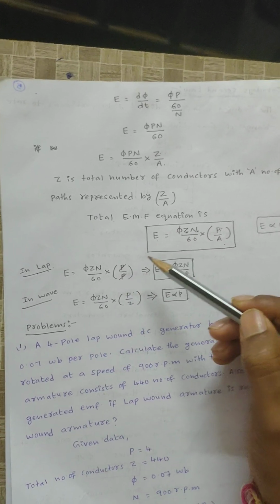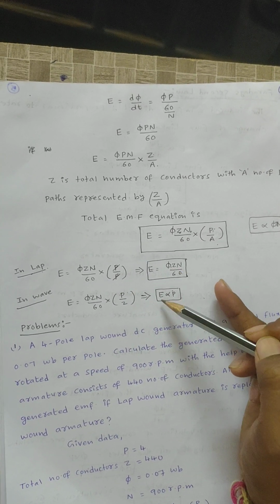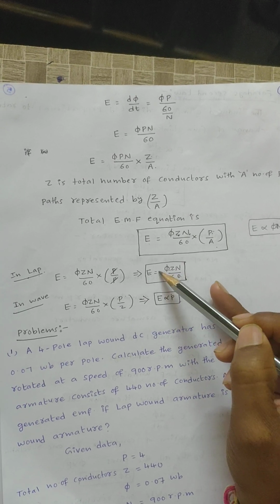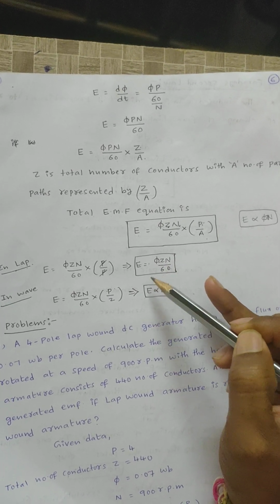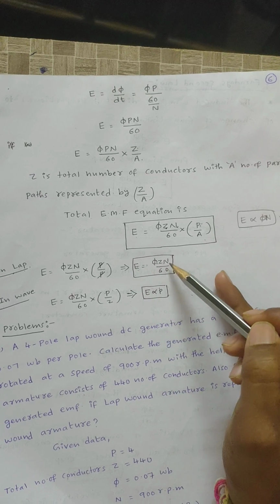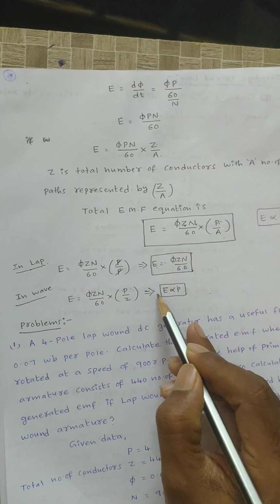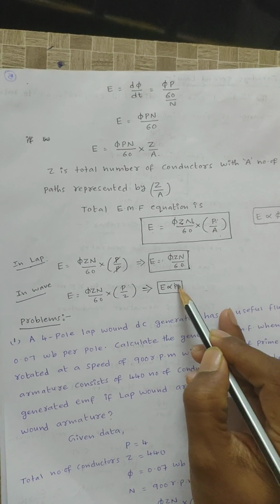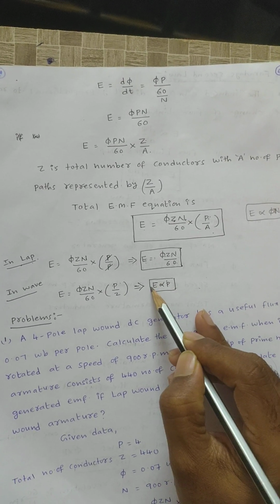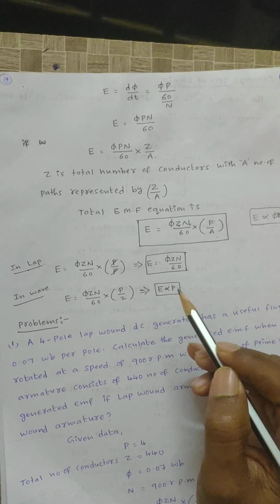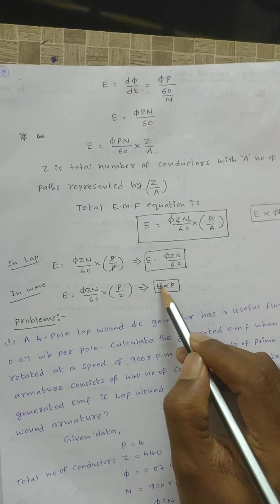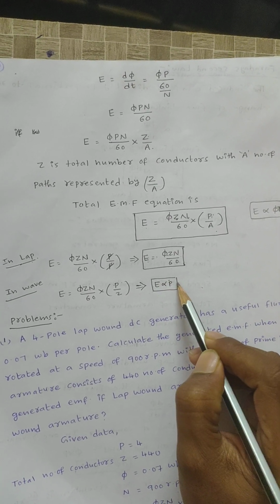If you observe the EMF equation of a DC generator in the case of lap winding and wave winding, in lap winding the induced EMF doesn't depend upon the number of poles. In the case of wave winding, the induced EMF depends upon the poles. That means if the number of poles is doubled, the induced EMF is also doubled. If the number of poles is halved, the induced EMF is also halved. That means the induced EMF depends upon the number of poles.